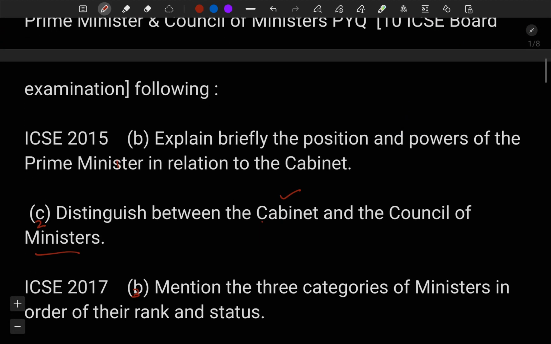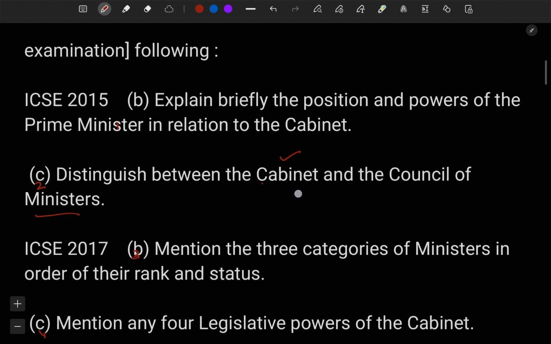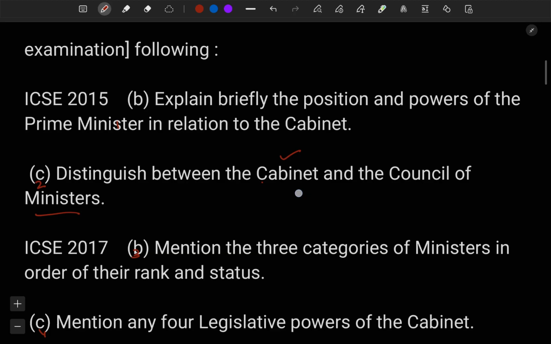Our first question is, explain briefly the position and powers of the prime minister in relation to the cabinet. So what position does the prime minister hold? Prime minister is the head of the council. Also, he is the real executive authority and acts as a link between president and the council of ministers, and he also presides over the meeting of the cabinet.